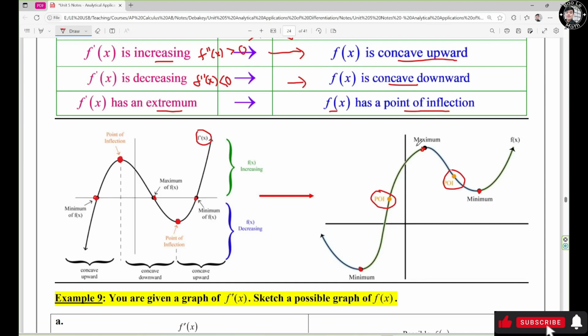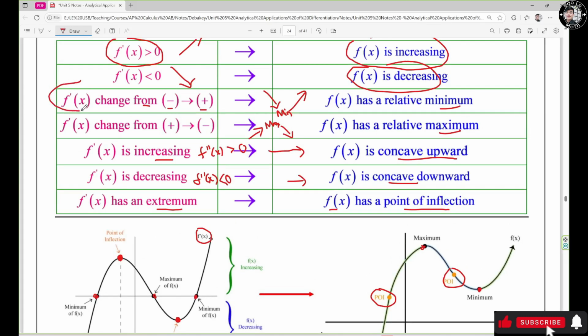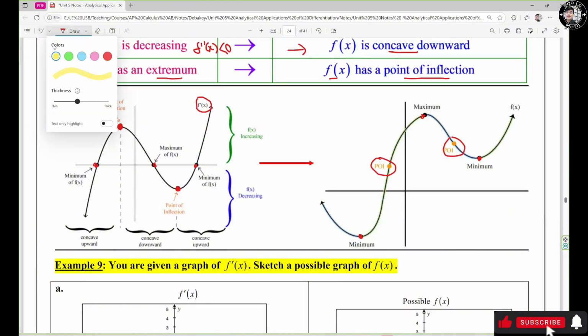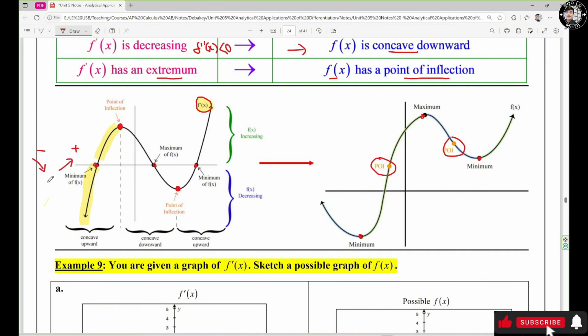How do we know which one is the minimum and which one is the maximum? We look at this one right here, and this guy right here. If f prime of s changes from negative to positive, look at this guy below the x-axis of the function f prime of s, so it is negative, and this guy above the axis is positive. So it changed from negative to positive, which means it's going down first and then going up like this. So this is a minimum.